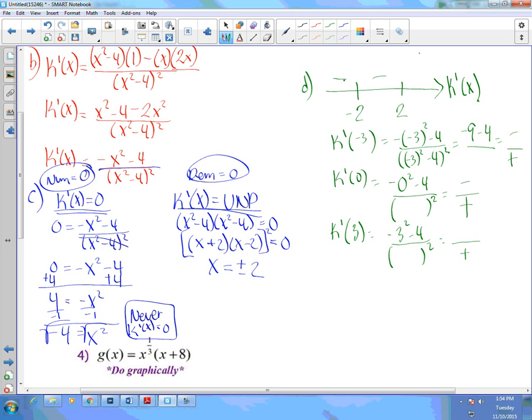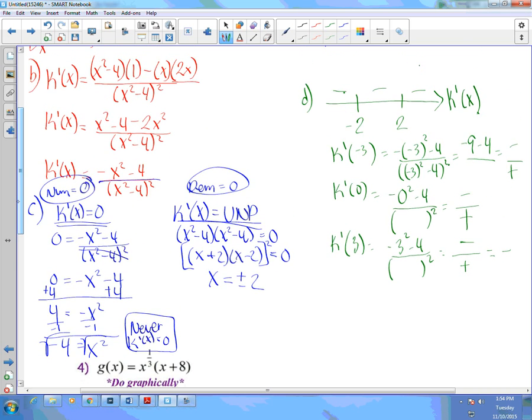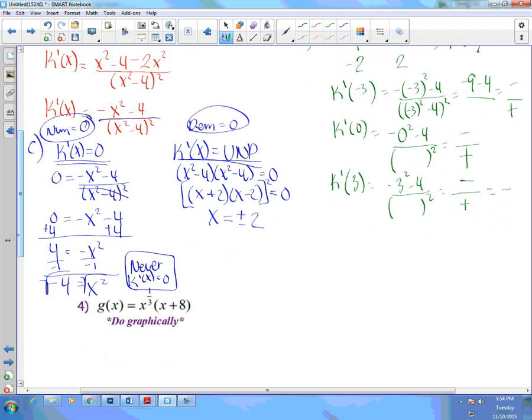The denominator is always positive, but the numerator is not. It's negative: negative 9 minus 4. So we get negative. So the intervals of increasing and decreasing: is this increasing? No, because k prime is never positive. So for our answers, K of x is decreasing.